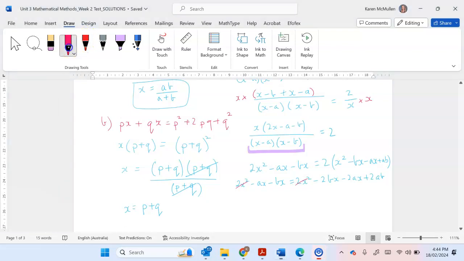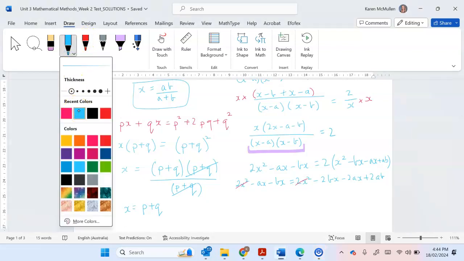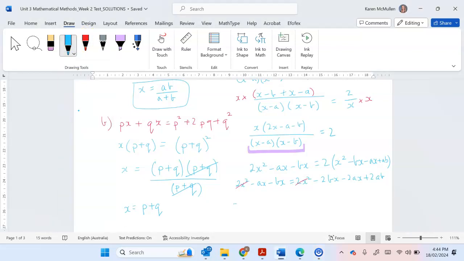Alright, so anything with an x in it, I'm going to bring to the left-hand side. So we've got minus ax minus bx can stay there. And then the minus 2bx on the right side comes over as positive, and then that one's also positive, and then the 2ab can stay on the right hand side. All right, now I can take out x as a common factor.